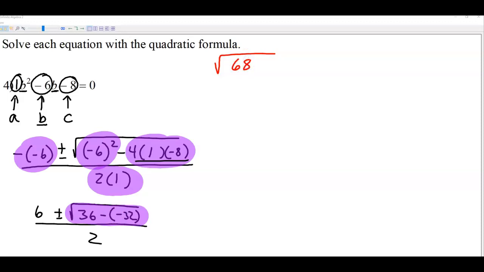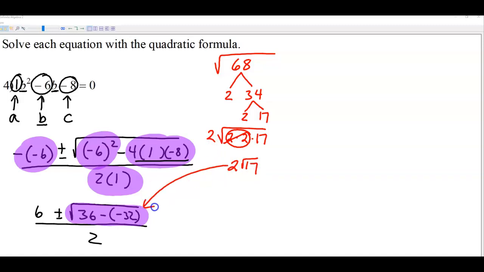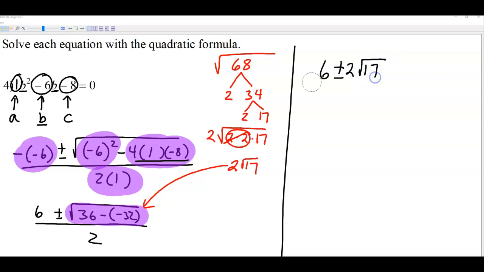Now this one is not a perfect square root. So when you don't have a perfect square root, what you're going to do is break it down using multiplication. And I see that 68 breaks down into 2 times 2 times 17. For every pair that you have, you can take that number out. And so we have 2 square root of 17. That's what I'm going to replace that purple part with. If we do that, then we will have the following: 6 plus or minus 2 square root of 17 over 2.